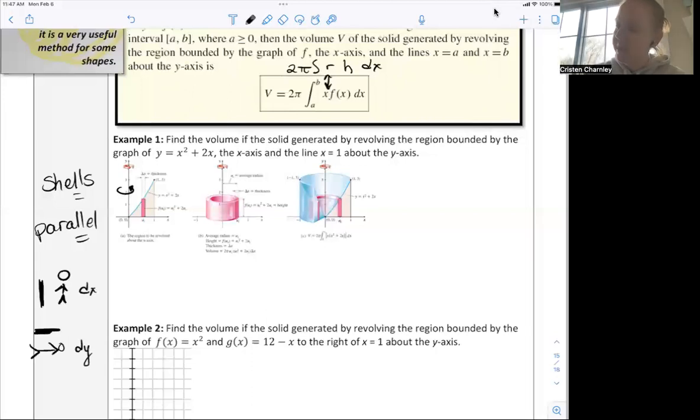So let's use our formula. The volume is 2 pi, that's the difference between discs and washers, from a to b. Well, it's pretty obvious on this picture: we go from 0 to 1.